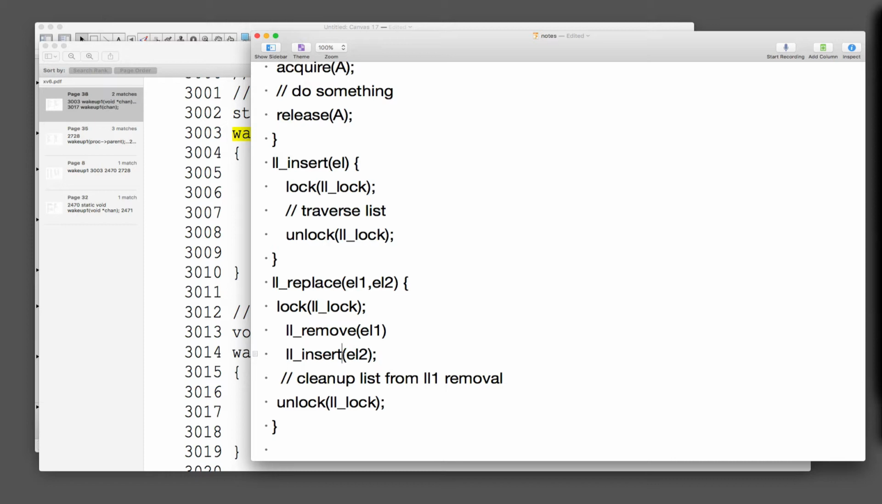Is that clear? Any questions on interrupts and deadlock before we move on?